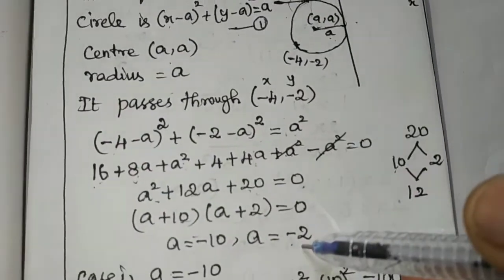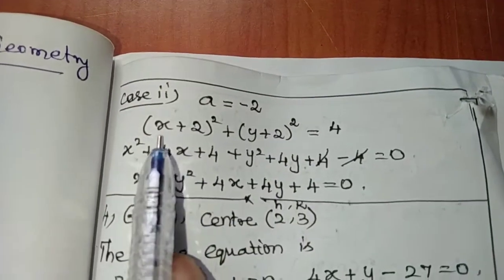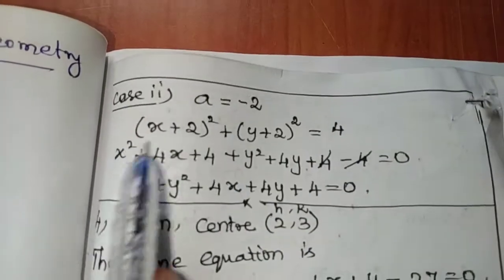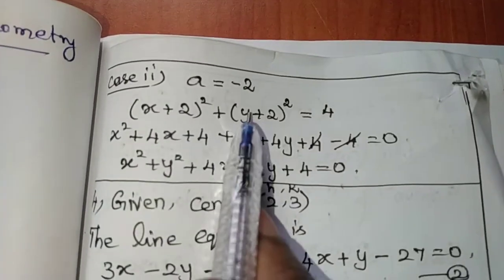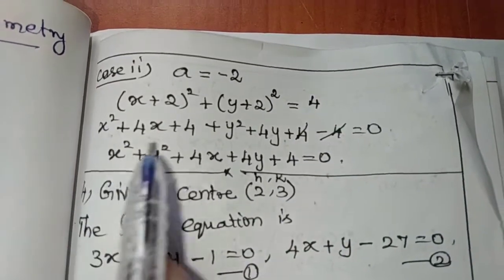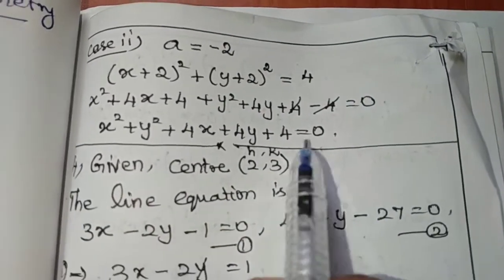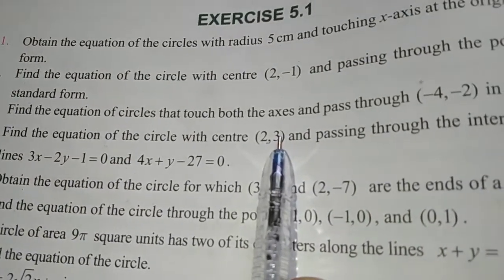And next, a equal to minus 2, substitute a equal to minus 2 in this equation. Okay, now see that one, case 2, a equal to minus 2, so (x plus 2) whole square plus (y plus 2) whole square equal to 2 squared, 4. Now a plus b whole square, x square plus 2 into 2 into x, 4x plus 4 plus y square plus 4y plus 4 equal to 4, go to that side, minus 4, cancel. X squared plus y squared plus 4x plus 4y plus 4 equal to 0. We get the answer.